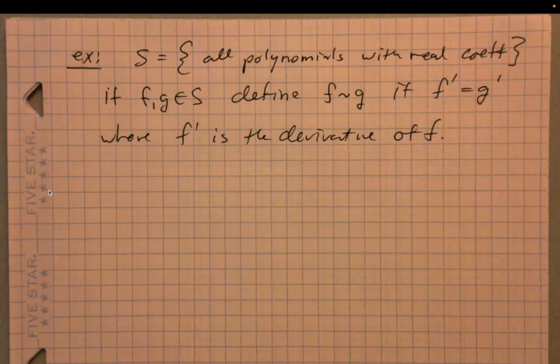Right. So we've got all possible polynomials with real coefficients. We say two polynomials are equivalent if their derivatives are equal. Okay. So because two polynomials with equal derivatives are going to basically differ by a constant, aren't they?